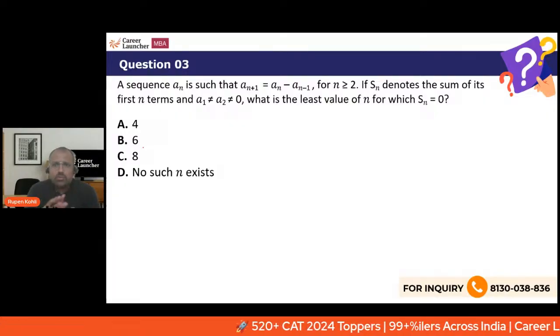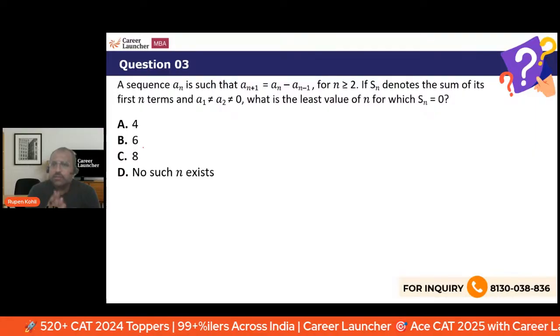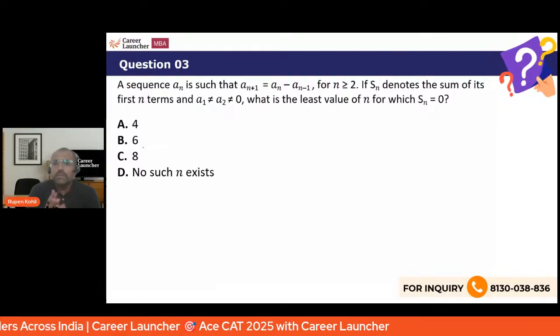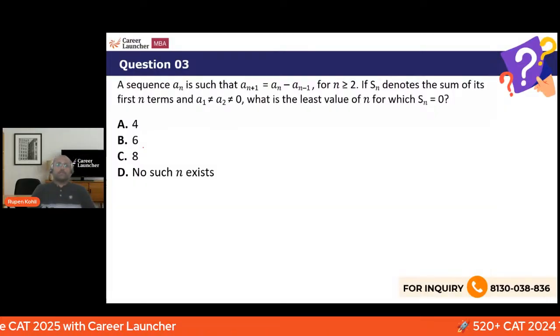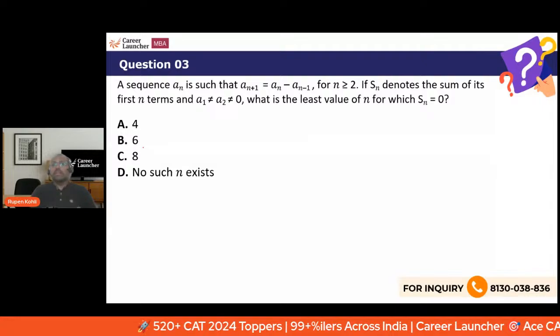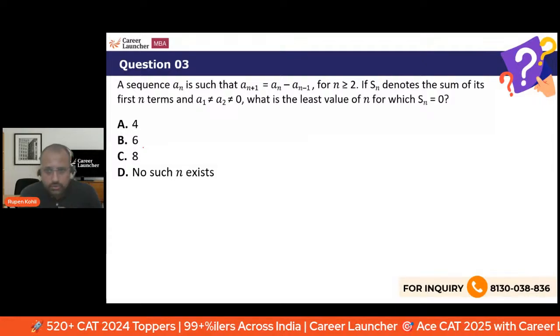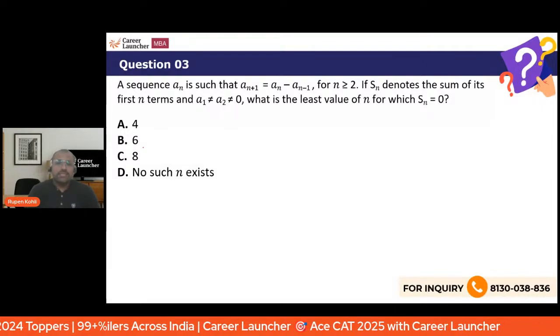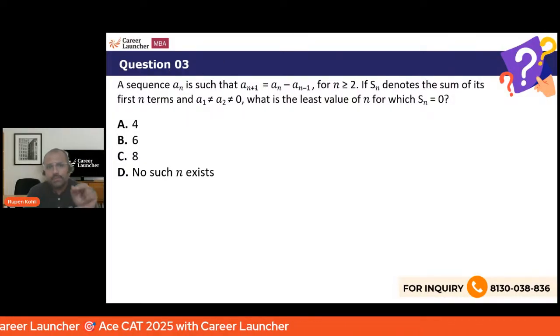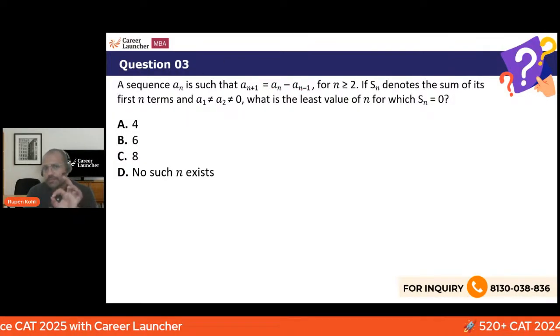If Sn denotes the sum of its first n terms and a1 and a2 are not 0, what is the least value of n for which Sn is 0? So this is the common way the problems are being designed these days, that you have to understand the mathematical wording of the question first of all. Basically, the question is saying each term is the difference of the previous two terms. An plus 1 is an minus 1, right?